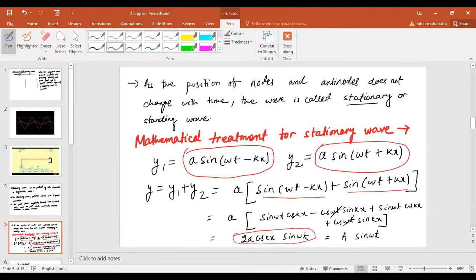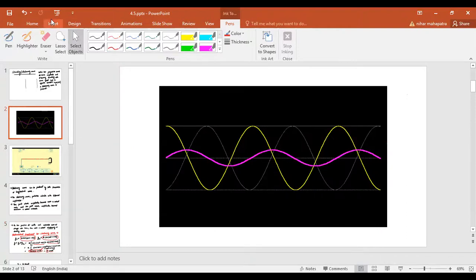So this 2a cos kx is taken to be the resultant amplitude, and then this sine omega t function gives you an oscillatory wave form as well, right? So that is what we call a stationary wave. This is the form of the stationary wave, or standing wave, in terms of mathematics. But here we don't need to derive any mathematical statement like this. You need to understand what a stationary wave or a standing wave actually is. So let me share this one with you.